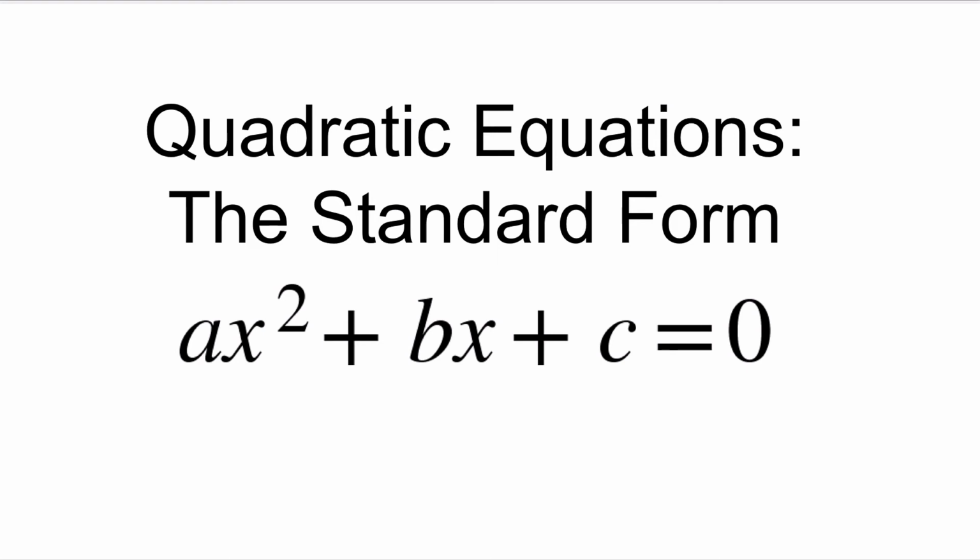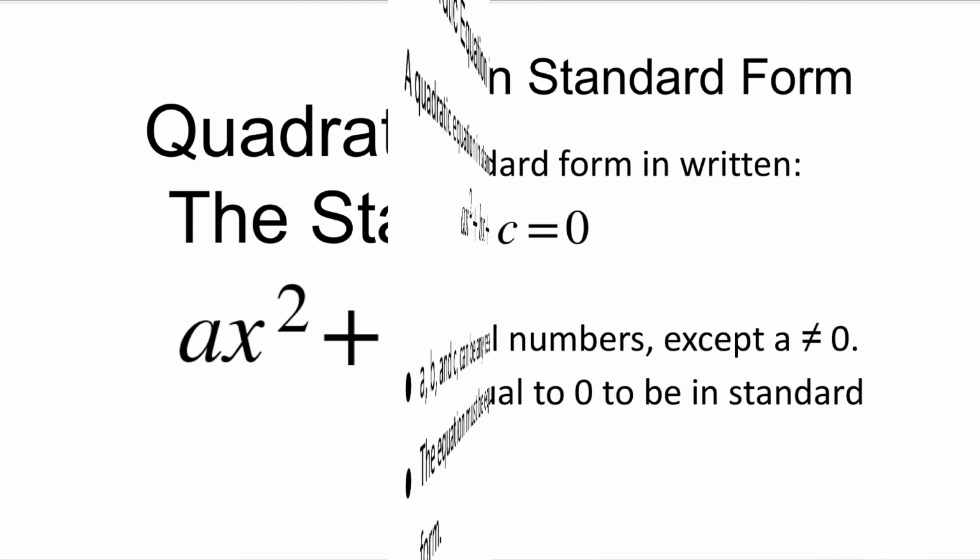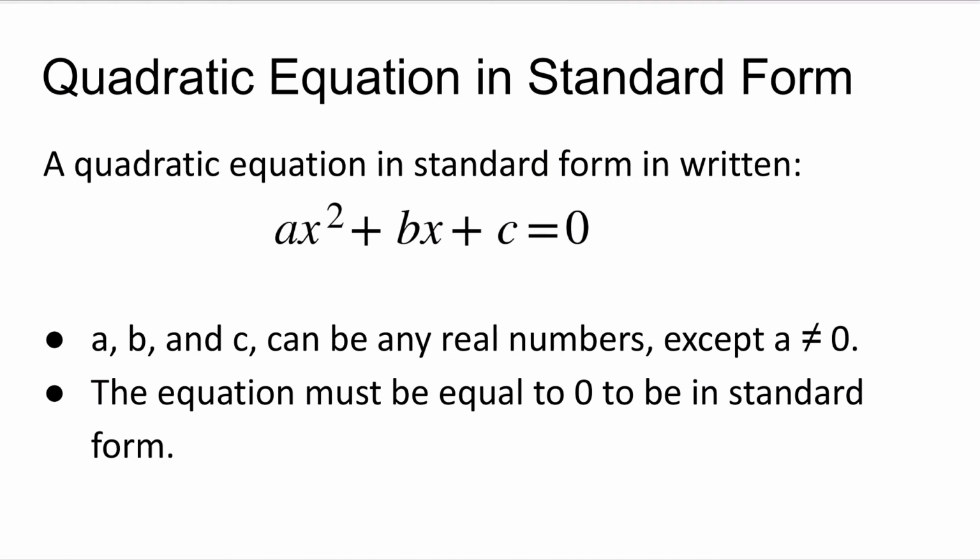Welcome to a video on quadratic equations. In this video, we're going to learn how to rewrite quadratic equations into the standard form. Let's get started. A quadratic equation in standard form is written as ax squared plus bx plus c equal to 0. This is where a, b, and c can be any real numbers except a cannot be 0.